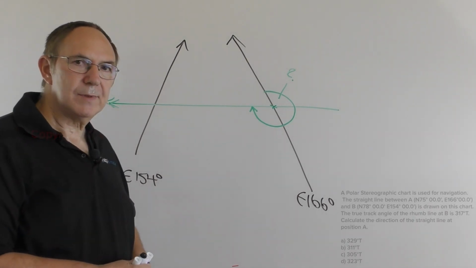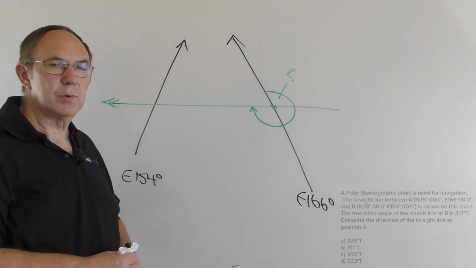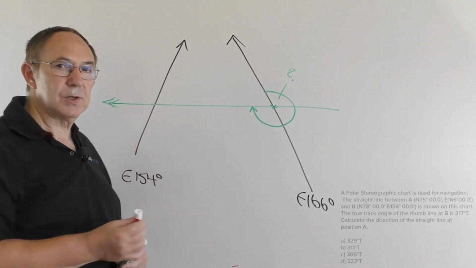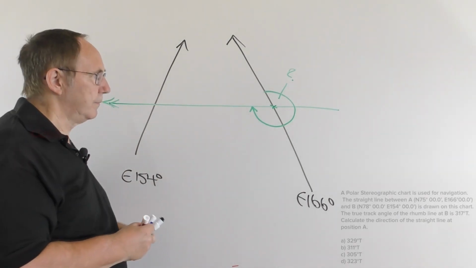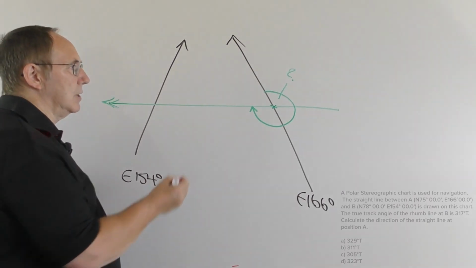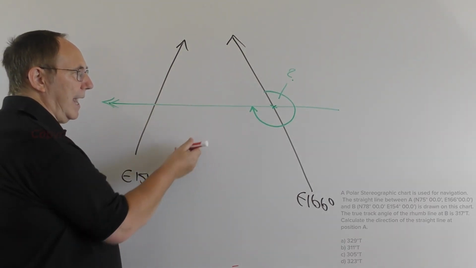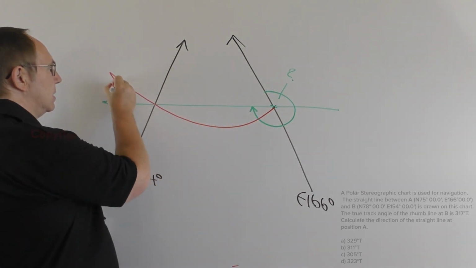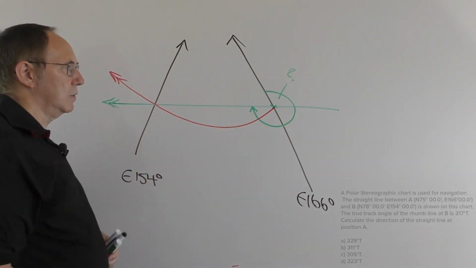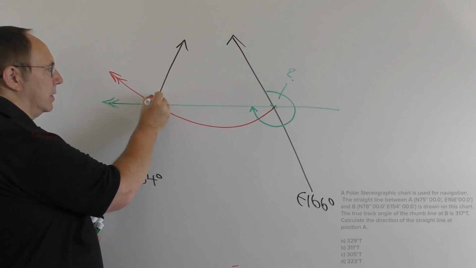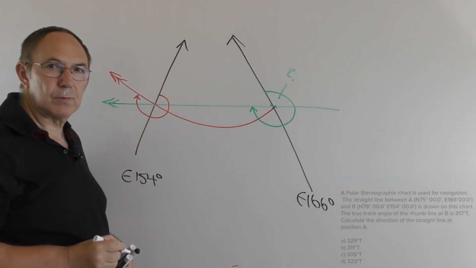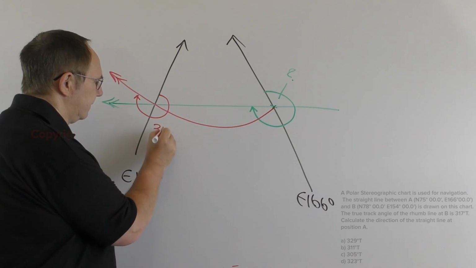Well, the question also tells us that the rhumb line between the two positions, or rather at position B, is 317 degrees true. Now, the rhumb line is always drawn on the equatorial side of the great circle. So there's my rhumb line between the same two positions, and we're told that the rhumb line at B is 317 degrees true.